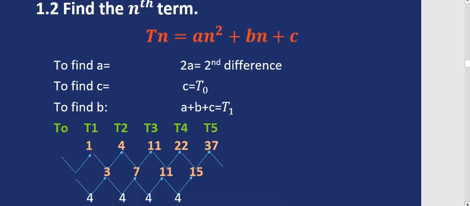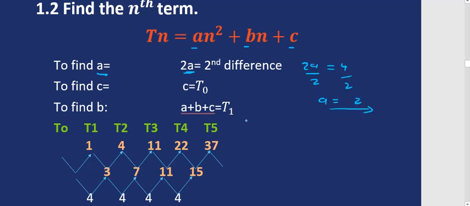Okay, so how does the T0 formula look? Of course, this is our equation, and we need to find A, and we need to find B, and we need to find C. To find A, you need to take the second difference and equate it to 2A. So to find A, you'll say 2A is equal to the second difference. And of course, in this case, the second difference is 4. So we'll say 2A is equal to 4. So therefore, A will be 2.